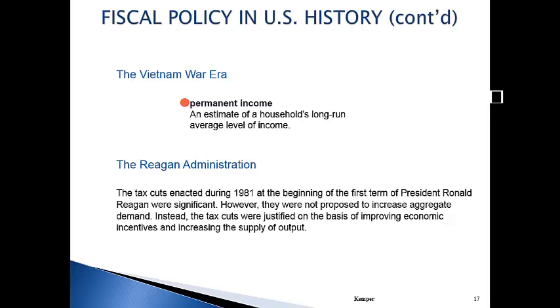Then came the Reagan administration, with tax cuts enacted in 1981. The great thing about this was that we saw these tax cuts, but also a decrease in total government spending.